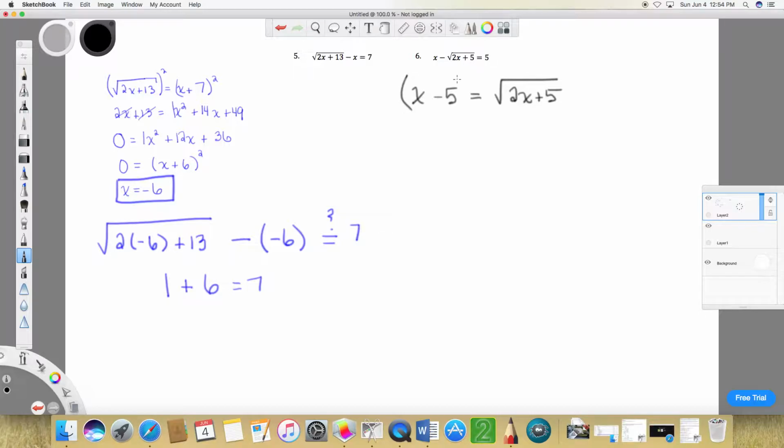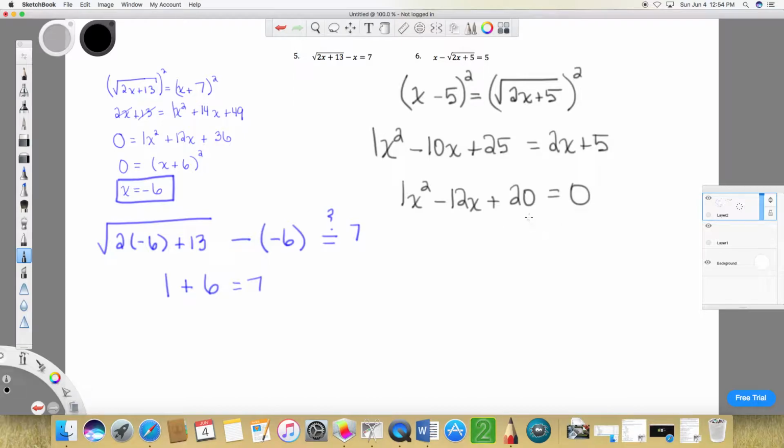All right, so I'm going to square the left-hand side and square the right-hand side. On the left-hand side, remember that exponents do not distribute. So I get x squared minus 10x plus 25. On the right-hand side, this radical has now gone away. So I can come in and get this in standard form by subtracting 2x from each side, and by subtracting 5 from each side.